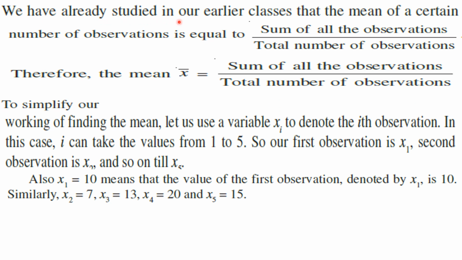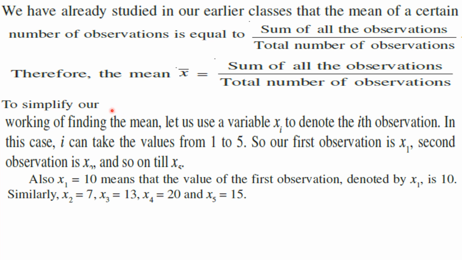We have already studied in our earlier classes that the mean of a certain number of observations is equal to the sum of all the observations divided by the total number of observations. Do you remember that point, my children? Right. Therefore, the mean X bar is equal to the sum of all the observations by the total number of observations. Hereafter we use this formula to find the mean of the given observations.